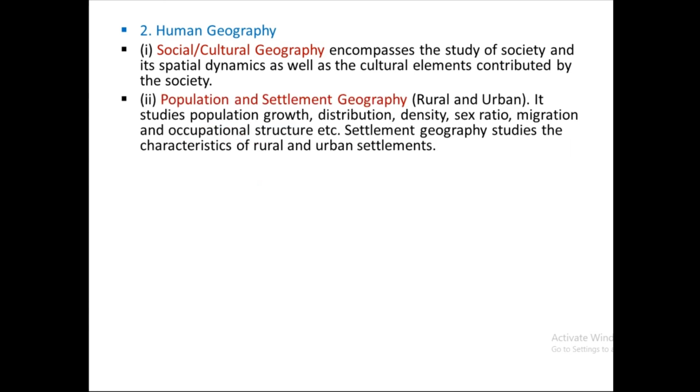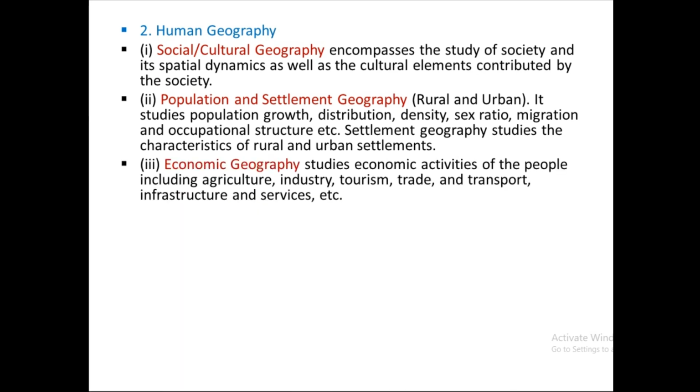Next division of geography is human geography. Some branches of human geography are social and cultural geography, which encompasses the study of society and its spatial dynamics as well as the cultural elements contributed by the society. Population and settlement geography studies population growth, distribution, density, sex ratio, migration and occupational structure. Settlement geography studies the characteristics of rural and urban settlements. Economic geography studies economic activities of the people, including agriculture, industry, tourism, trade, and transport, infrastructure and services.